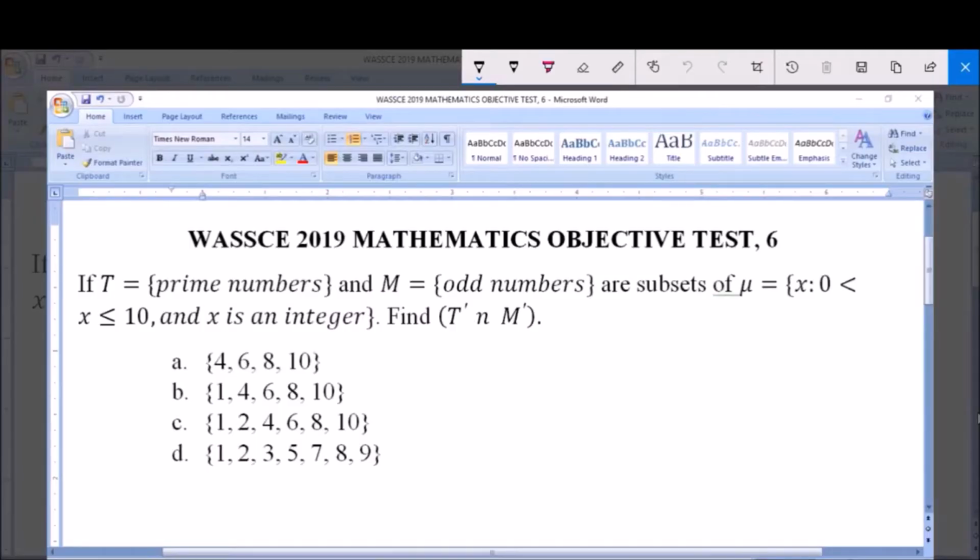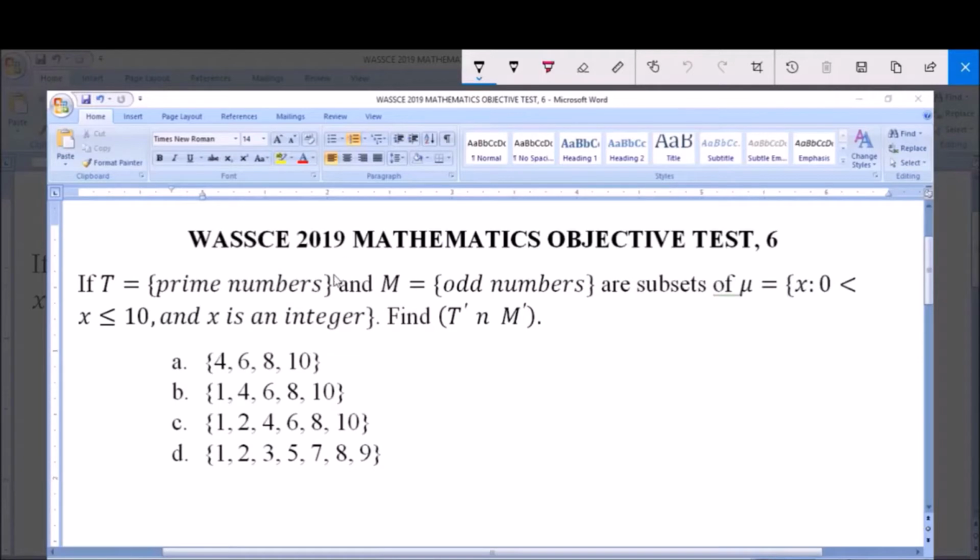Today we're dealing with WAEC 2019 Maths Objective Test. I'll be solving question 6. If T contains the set of prime numbers and M contains odd numbers, and they are subsets of a universal set X equal to 0 less than or equal to x less than or equal to 10, where x is an integer, find T prime intersect M prime.